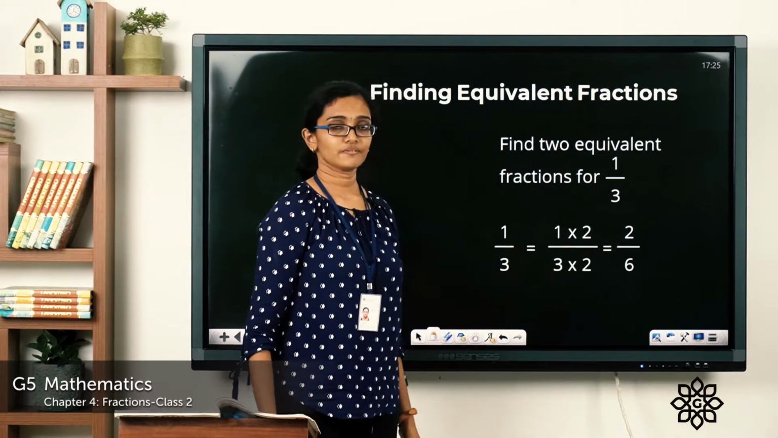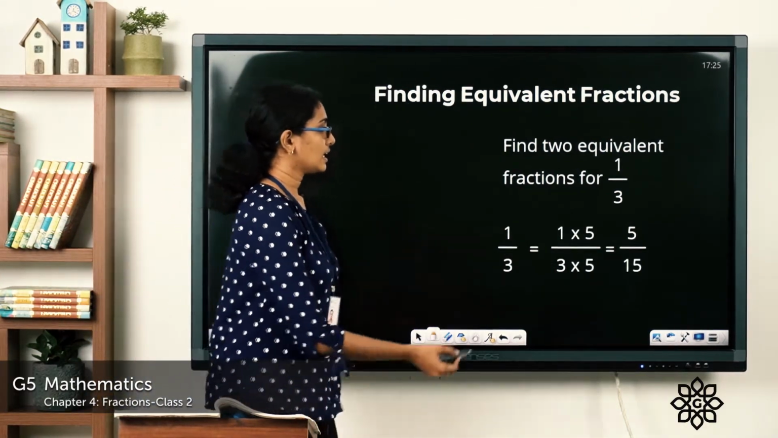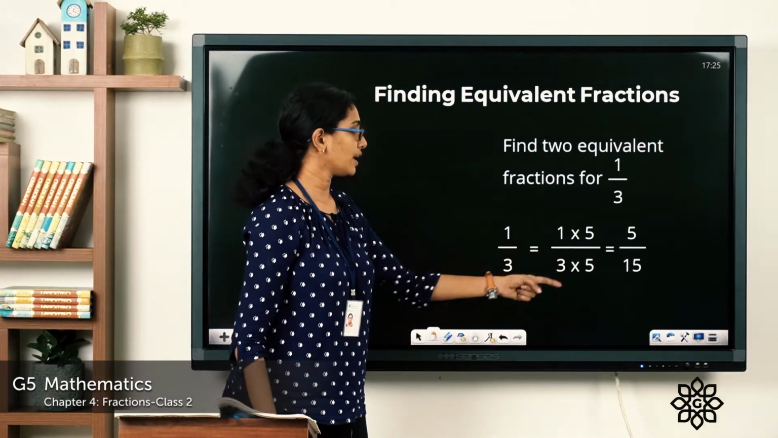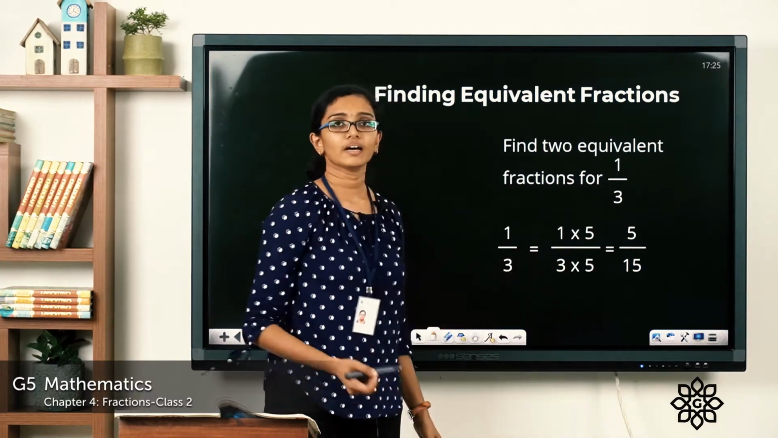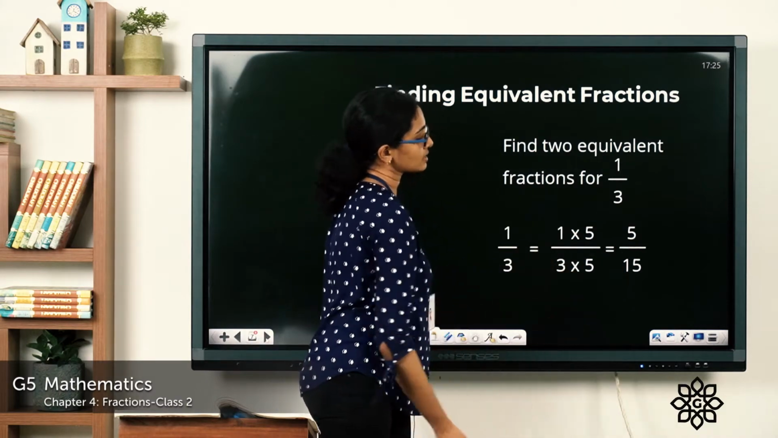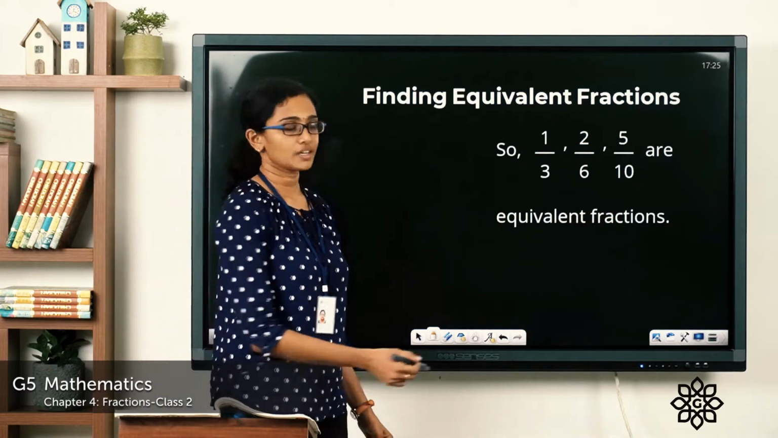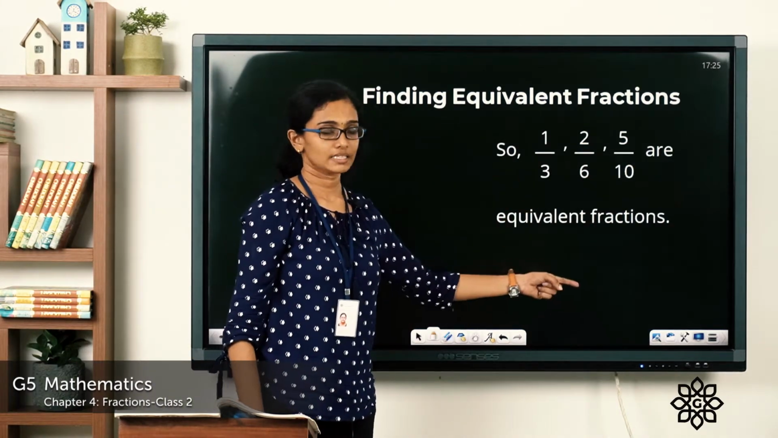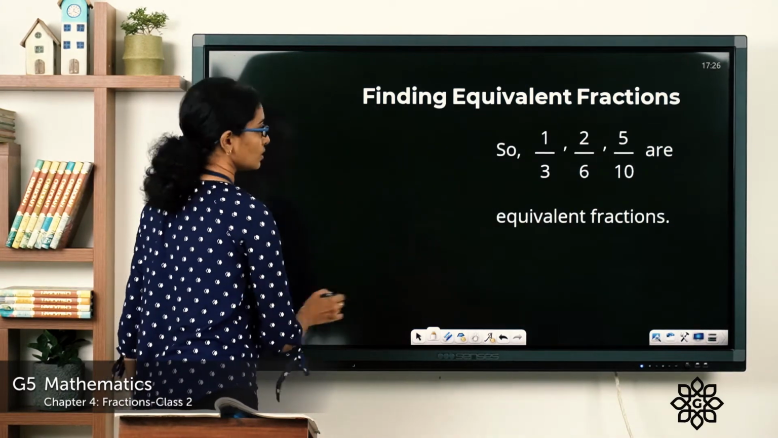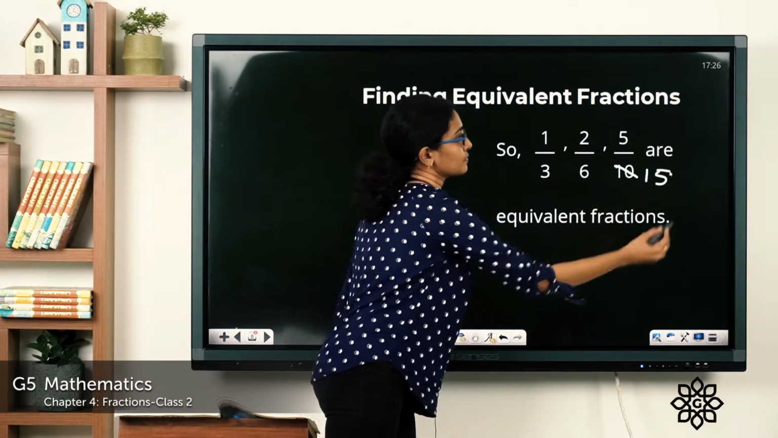So, here we have an equivalent fraction for 1 by 3. See this case, here the numerator and the denominator both are multiplied by the number 5. So, here we have 1 into 5 as the numerator and 3 into 5 as the denominator. So, the fraction here is 5 by 15. So, we can say the fractions 1 by 3, 2 by 6 and 5 by 15 are equivalent fractions.